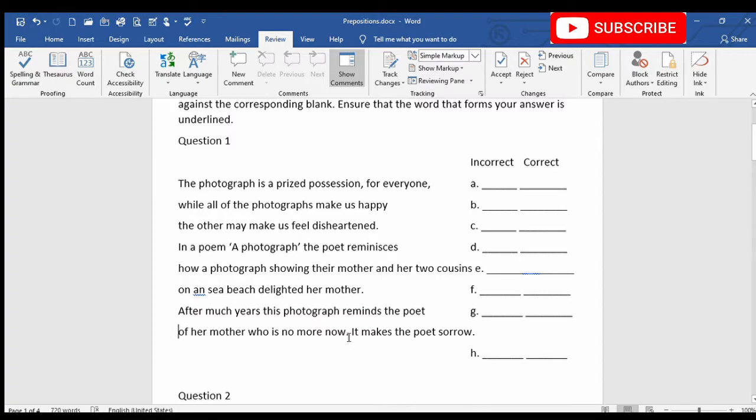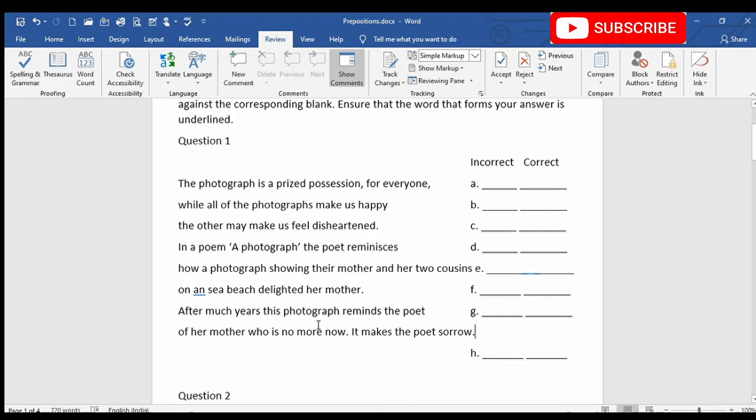There is no mistake so far. Now let's read the next line. It makes the poet sorrow. Don't you think that when we are saying sorrow here, it's something odd to hear? The mistake is here in this adjective. Okay, so it will become sorrowful. It makes the poet sorrowful. So sorrow is the wrong word and the correct word is sorrowful. So therefore we have completed the editing of this paragraph.